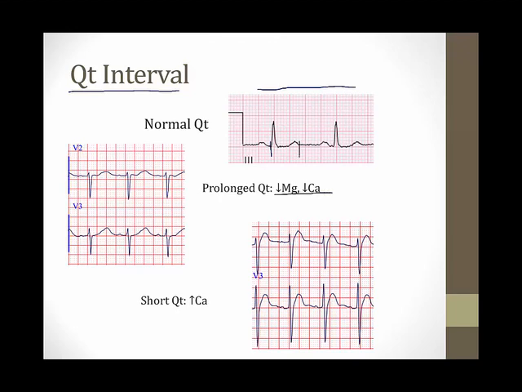Low magnesium and low calcium can both cause a prolonged QT interval, as shown on this tracing on the left side of the screen. The QT interval begins here and ends about here. This is a QT interval of about 500 or more milliseconds, and that is very prolonged. Hypercalcemia, on the other hand, can cause a short QT syndrome, as shown in this tracing on the bottom right side of the screen. Hypermagnesemia is not known to cause a short QT, only hypercalcemia.